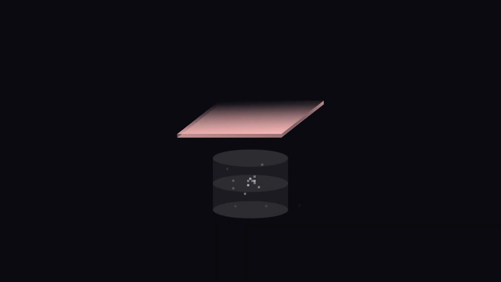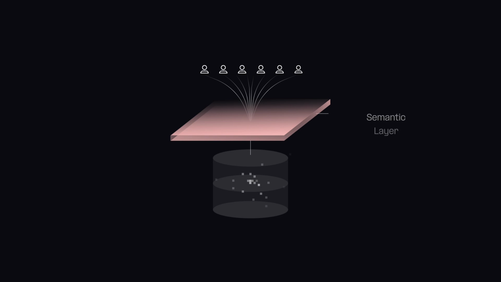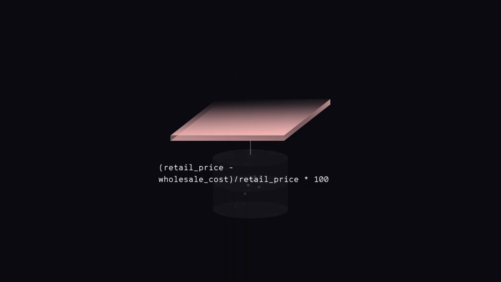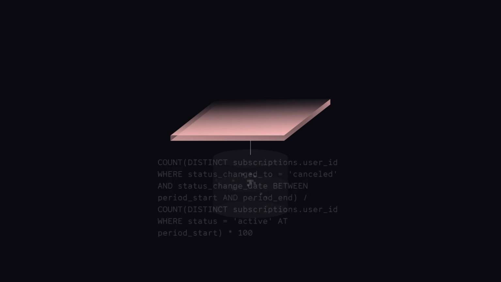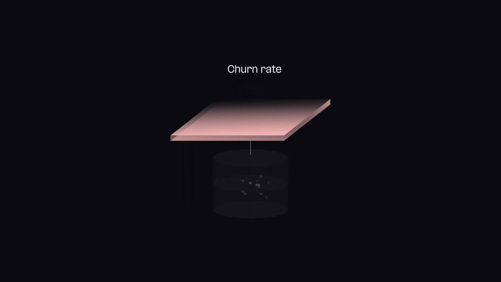The semantic layer is an abstraction layer that sits between the raw data and the people who need to analyze it. It converts technical database structures like the SQL needed to calculate profit margin or churn into everyday business metrics in terms that are much, much easier to understand.